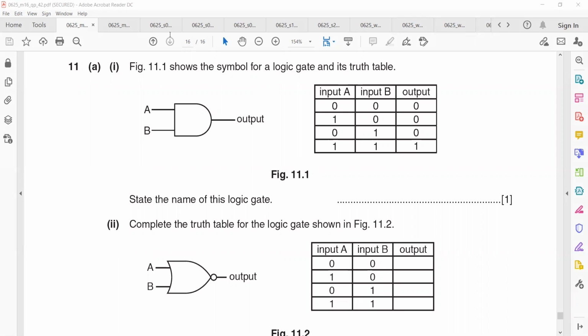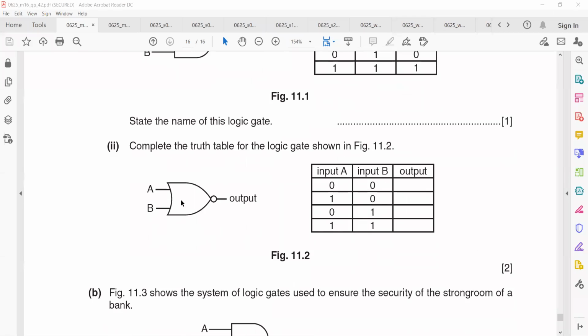For the second part, what is this gate? What's the name of this gate? NOR. This is not, that's right, because this one is OR, but there is a circle at the end. So actually it's an inverter, NOR.